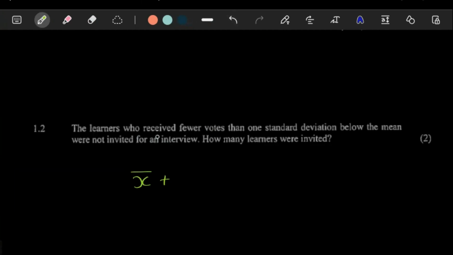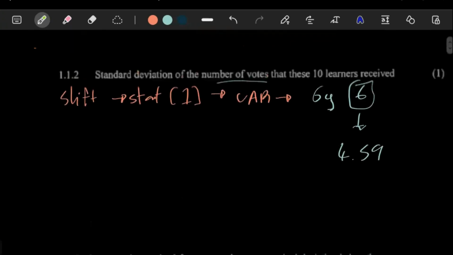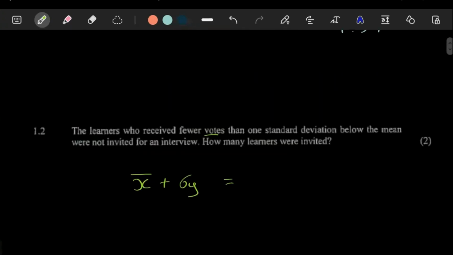So we're talking about the votes now. The mean for the votes, remember, is 15.5, and your standard deviation is 4.59. You're going to take those two and add them up. No, you have to remove actually. You take the mean and remove 1 standard deviation, because they said learners who received fewer votes than 1 standard deviation below the mean. So it's 1 standard deviation below the mean.